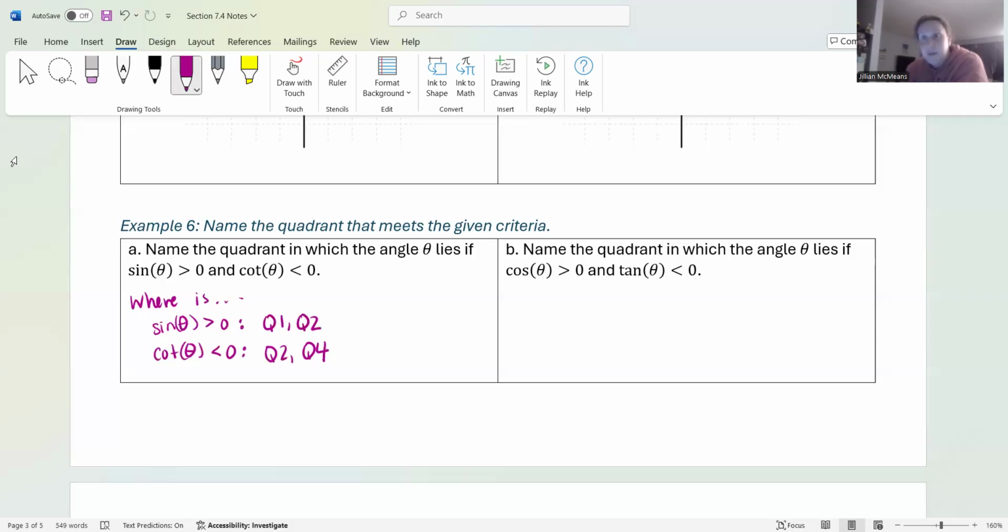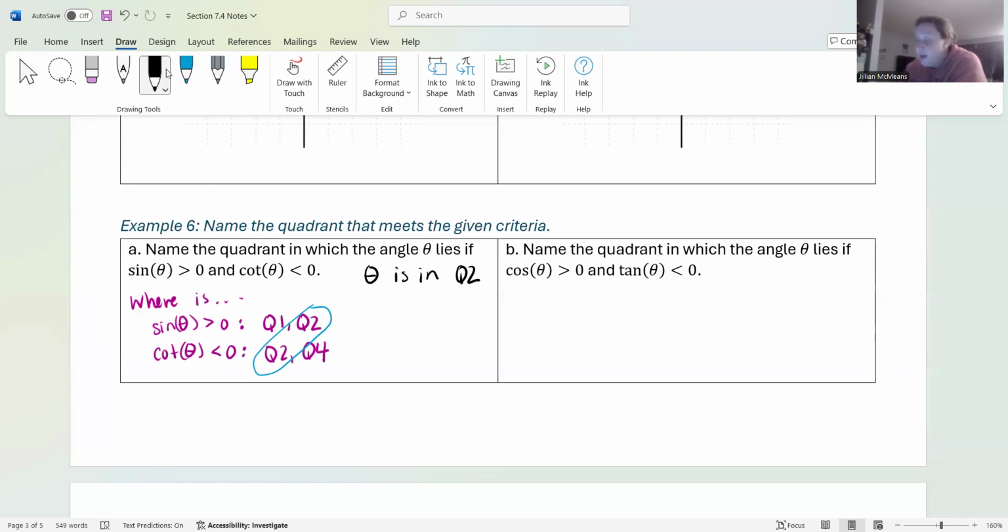We know where sine is positive. We know where cotangent is negative. We have one angle that has to meet both criteria. So where do we have overlap? We have overlap in quadrant 2. So that tells me theta is in quadrant 2. Okay, now let's look at part B.